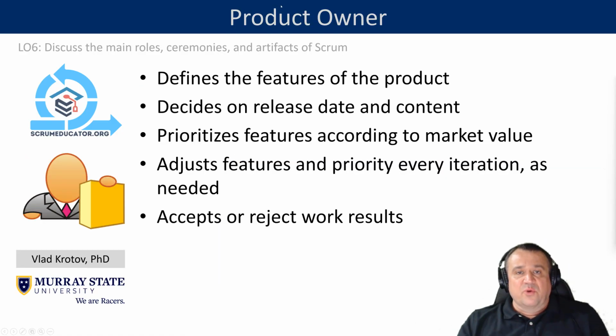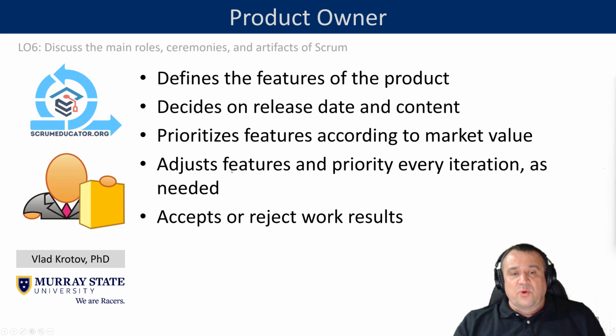So let's start talking about product roles. A product owner is somebody who defines the features of the product. He or she decides on the release date and the content, meaning what needs to be released. He or she can help the team prioritize features according to market value, which means what are the most valuable features of the product, which features need to be implemented first based on that value. And also a product owner adjusts features and priority after every iteration or as needed.